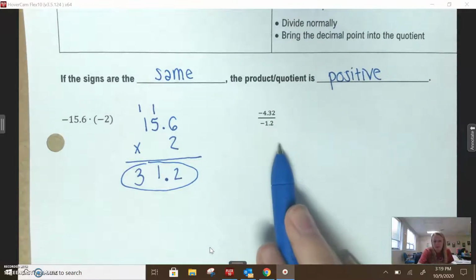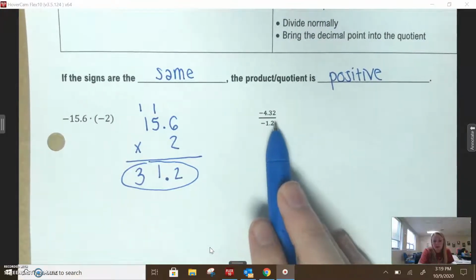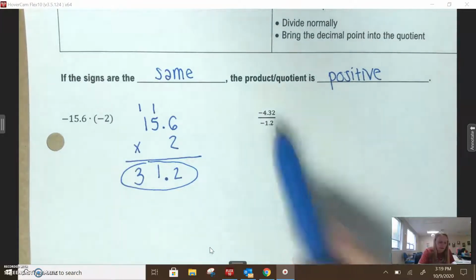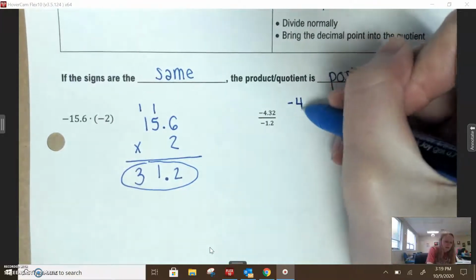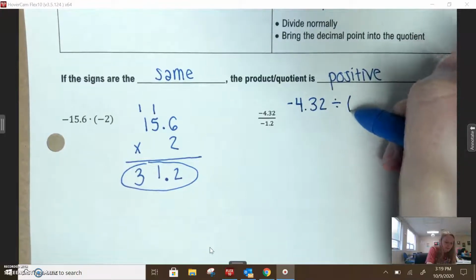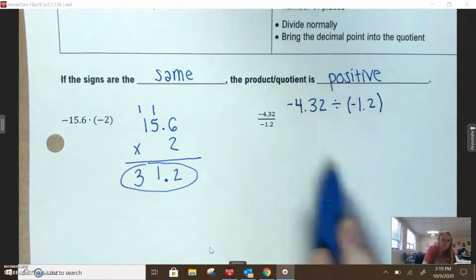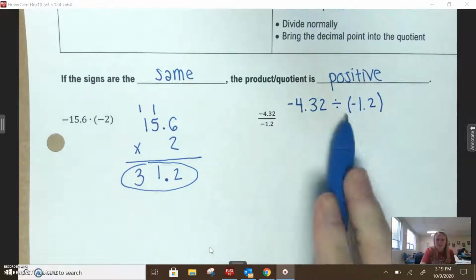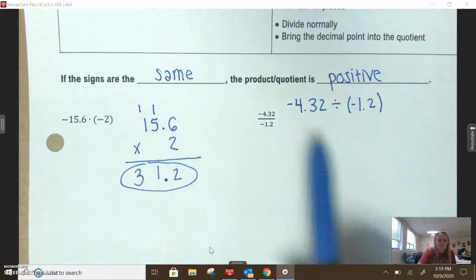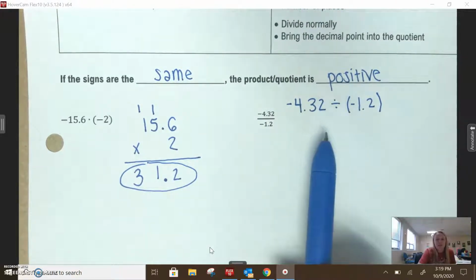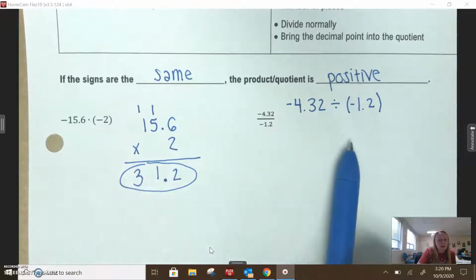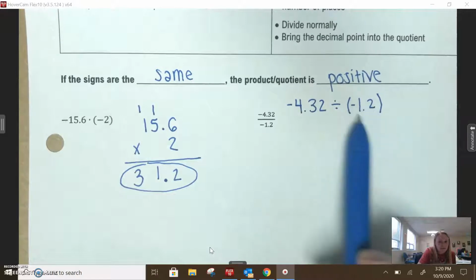Alright, this next one here, when you see a number over another number, that means we're going to be dividing. So right now, I could rewrite this problem to look more like a division problem that maybe you're more comfortable with. If it looked like this, it's the same thing as this. It's the numerator divided by the denominator, just like we were doing last week. So the number that we're dividing by has to be a whole number. So the divisor that we're dividing by, this has to be the whole number.